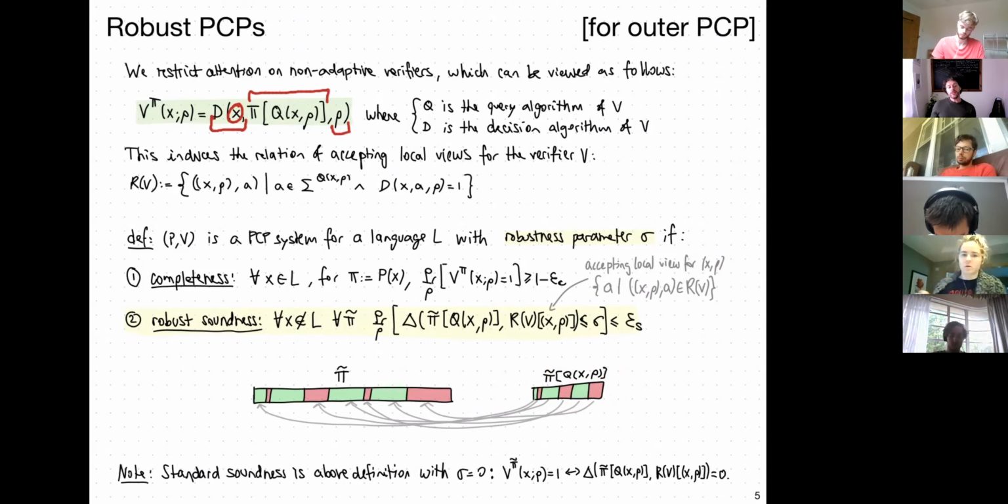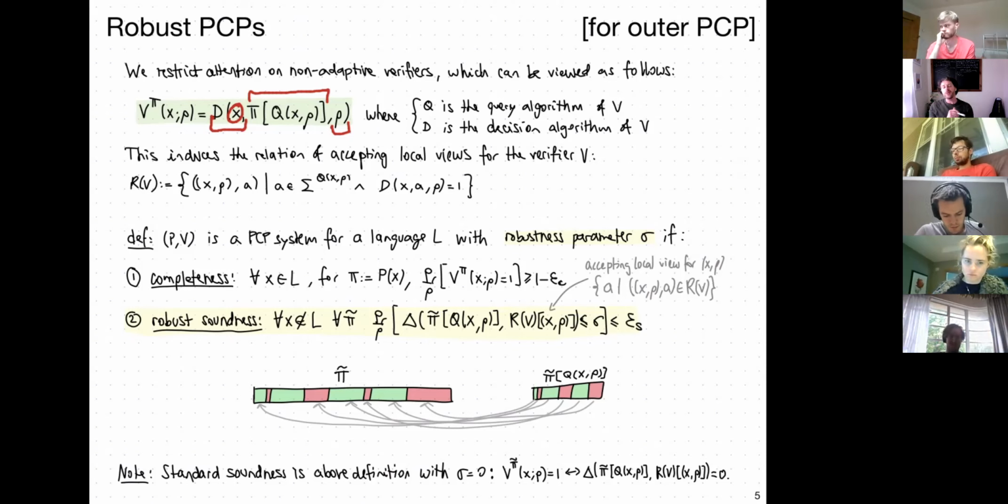And notice that if I take the robustness parameter and set it to 0, then we get exactly the standard definition of soundness, because it just tells us that it's either perfect or it's not exactly the same, so it might differ by a single point. So that's the idea of a robust PCP. And again, I just want to reiterate: when I'm looking at these local views, if it's a valid input, I will see a perfectly valid local view. And if it's a bad input, I will see something which is far from being a local view.